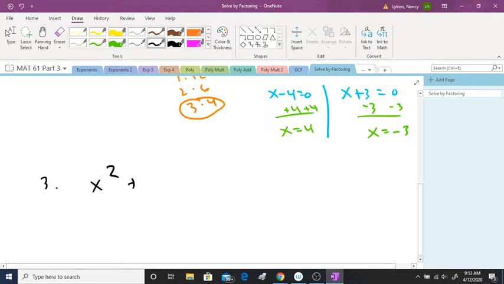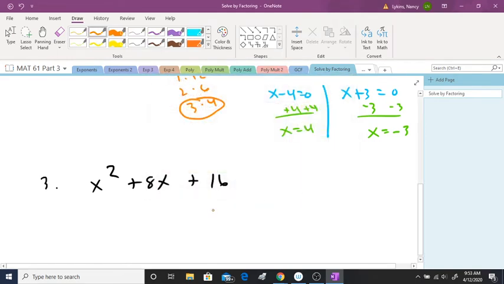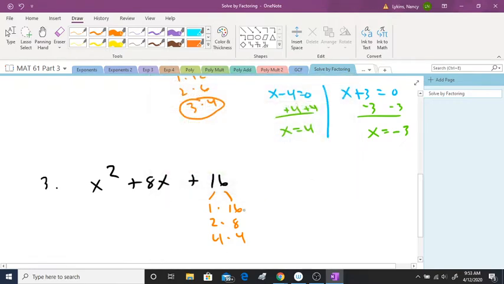We can do x squared plus 8x plus 16. Notice I have a 16. We can do 1 and 16, 2 and 8, 4 and 4. Since my 16 is positive, my 8 is positive, add them up. This is a perfect square.